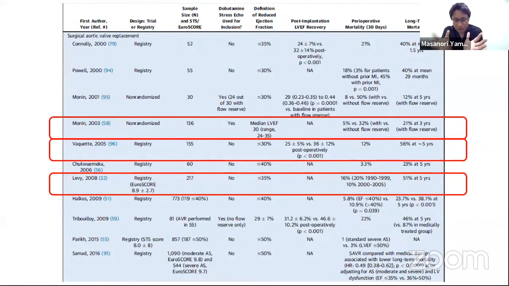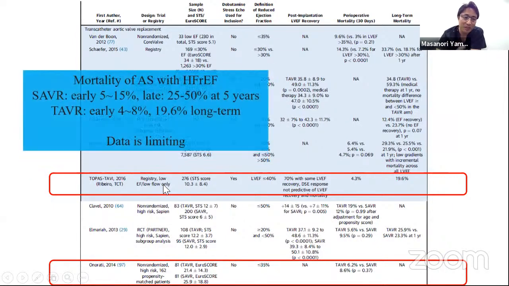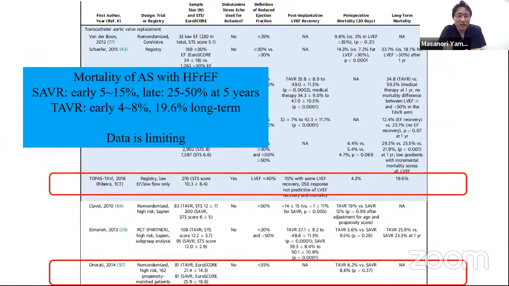And this slide shows the previous reports concerning the results in reduced ejection fraction patients with AS. This is the SAVA data, and we do not have enough data concerning the TAVA results. In summary, for the mortality of AS with heart failure with reduced ejection fraction, the SAVA data shows early 30-day mortality reaching 5 to 15%. And late, for example at 5 years, the mortality is 25 to 50%.